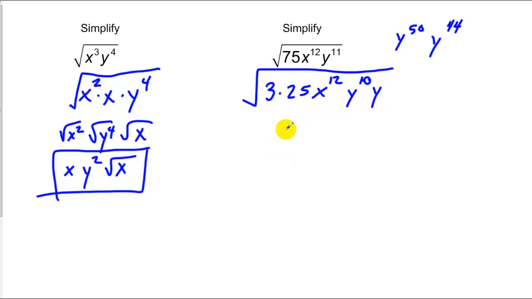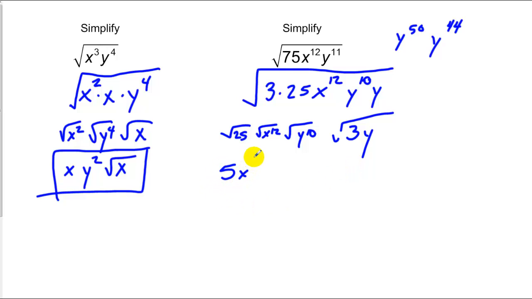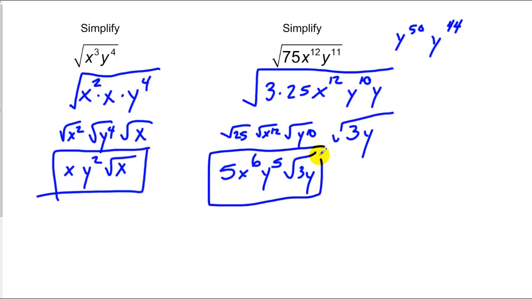I can break this apart now into factors. Square root of 25, square root of x to the 12th, square root of y to the 10th. What remains is my 3 and my y. Square root of 25 is 5. Square root of x to the 12th is x to the 6th, and y to the 10th is y to the 5th, root 3y. And that satisfies all my conditions of being a simplified radical.